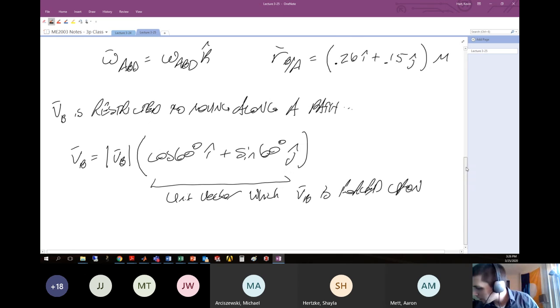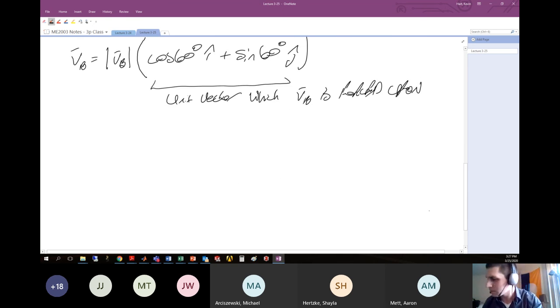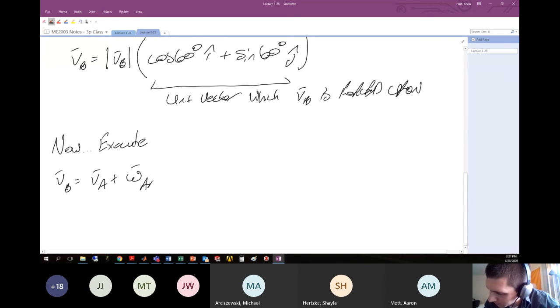Now we're actually ready to start plugging things in. So now we execute. Order 66. No, I'm just kidding, that's a Star Wars reference. Now execute. Remember, our general equation is the velocity of B is the velocity of A plus the angular velocity of our piece AB crossed with the position vector locating B from A. That's the equation that we're generally executing.